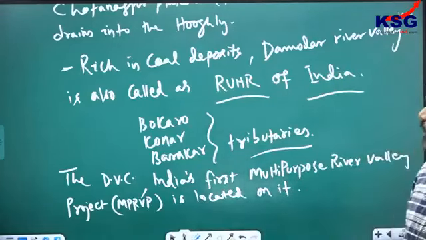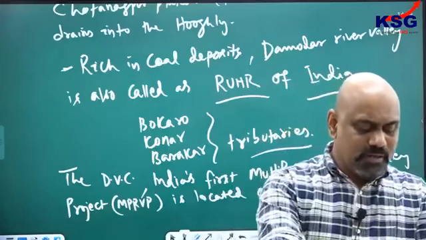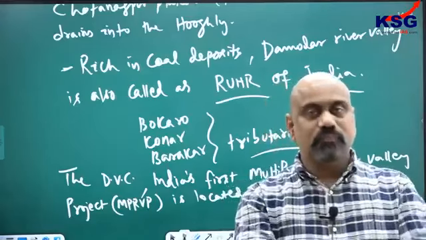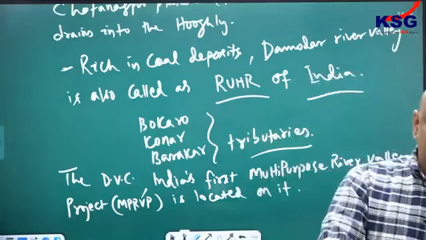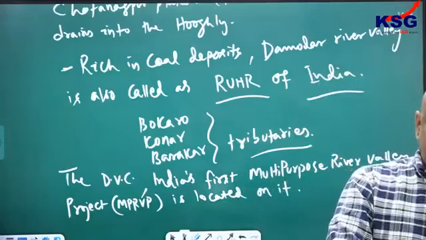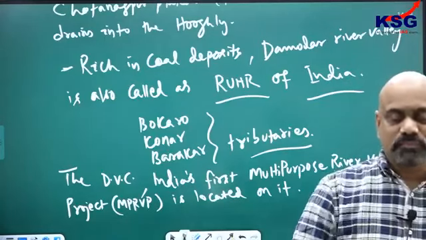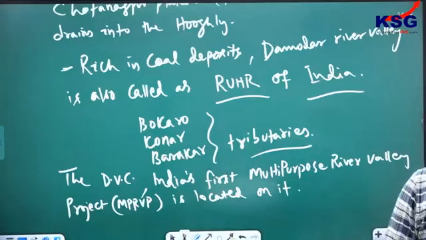So Hooghly river में जाके गिरती है, finally draining into the river Hooghly. Hooghly में जाके finally it is meeting Damodar. River Damodar is known as Ruhr of India, I said, because of this it is known as the Ruhr of India. Okay, it's done. I hope you got it now. Let me now come to Brahmaputra river valley, river Brahmaputra.